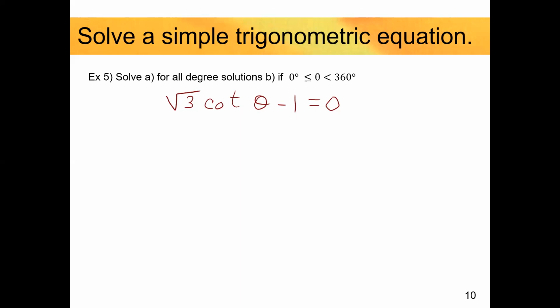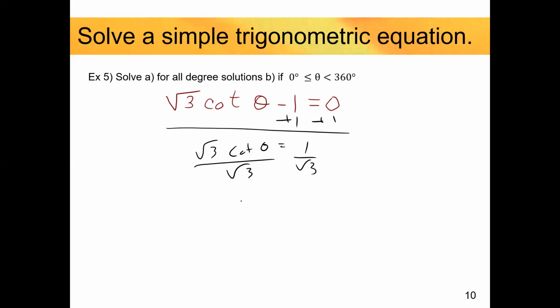All right, let me start it as well here. I think we'll end up at the same spot. Adding 1, then dividing by √3. And if you're here, you can actually just stop right there. Boom. Okay. So we're going to try to find the cotangent ratio that gives us a 1 over √3.